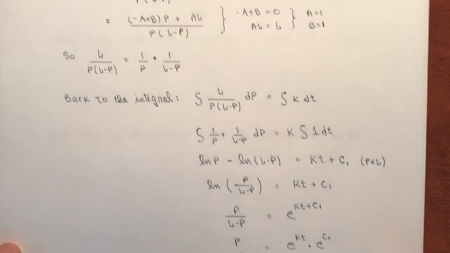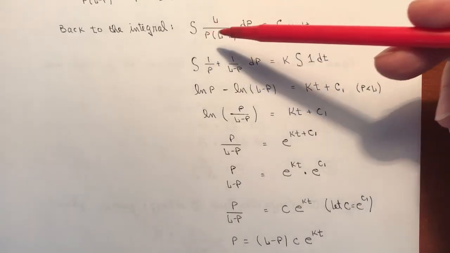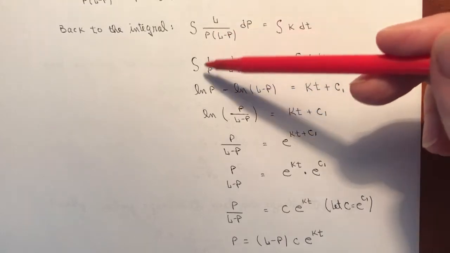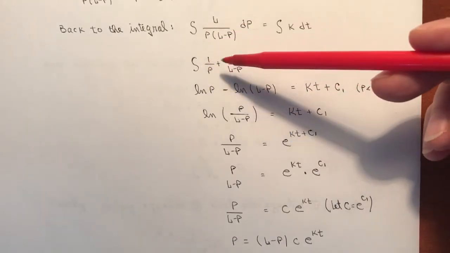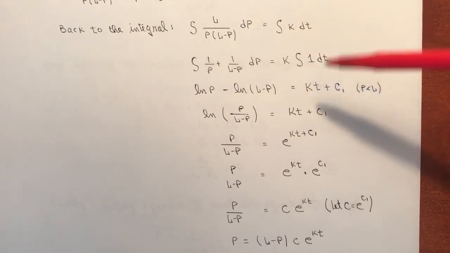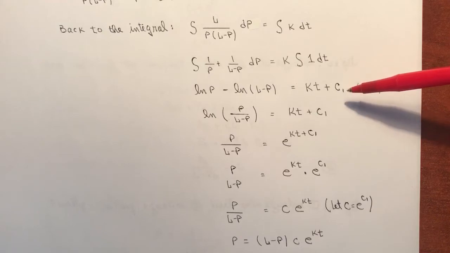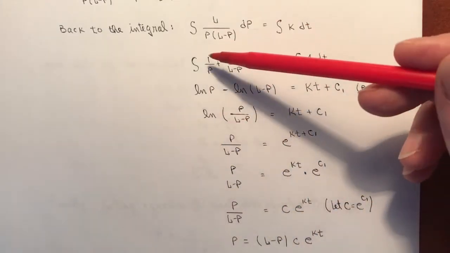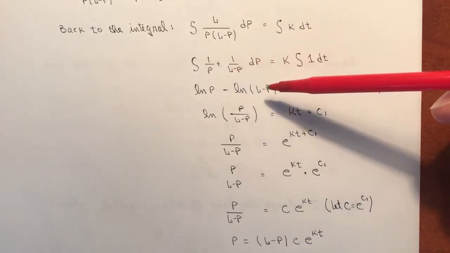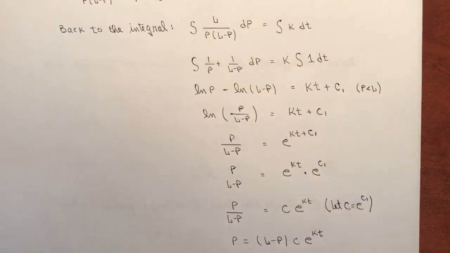So back to the integral. We have that the integral of L over P times (L minus P) dP is the integral of k dt. So now we know how to rewrite this using partial fraction. It's the integral of 1 over P plus 1 over (L minus P) dP. Here we take the k out, and we integrate the integral of 1 dt to be kt plus C. As for this one, well, the integral of 1 over P is ln P, and the integral of 1 over (L minus P) is ln of (L minus P) with a minus 1 inside. We have a shortcut formula we know for that.